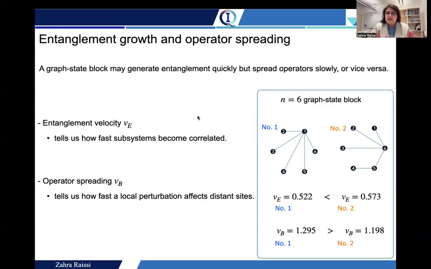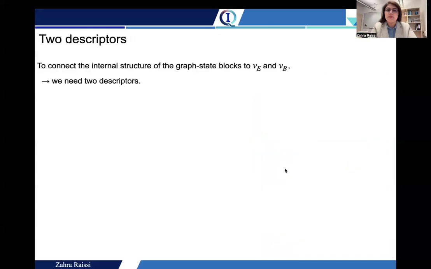For a given graph state building block, we can have entanglement velocity go faster, however, operator spreading goes slower. Here is an example that I'm presenting for you. For the 6-qubit graph state, here, these two examples, one of them, the entanglement velocity goes faster, which means the subsystem becomes correlated faster within the quantum circuit. For the other one, however, the operator spreading goes faster, which says the local perturbation affects distant sites faster compared to the other building block.